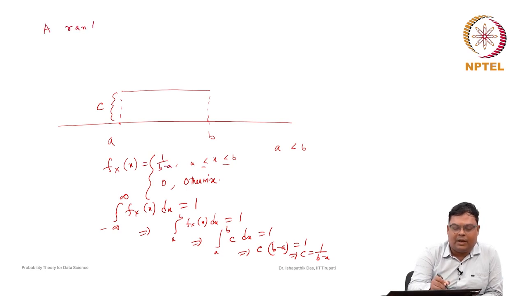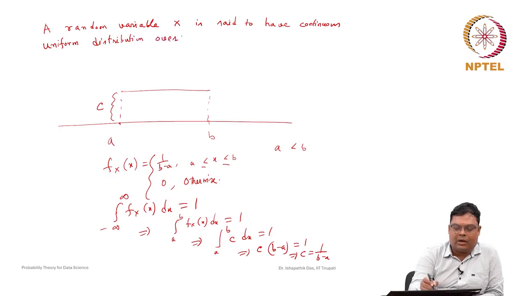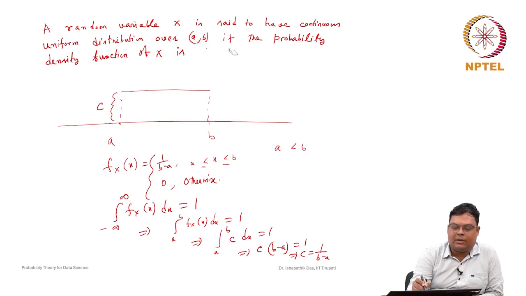So, a random variable x is said to have a continuous uniform distribution over (a, b) if its probability density function is given by f of x equal to 1 by b minus a whenever x is greater than a and less than b, and equal to 0 otherwise.